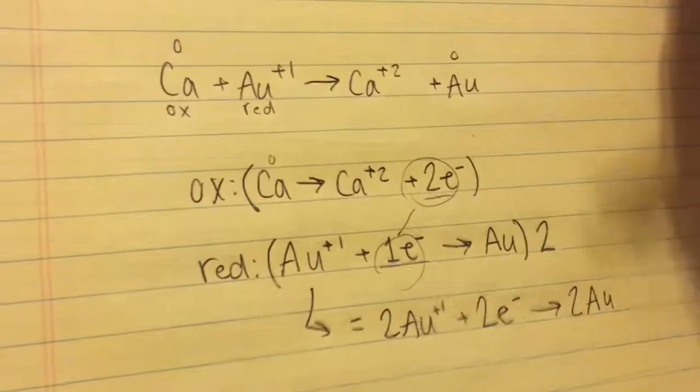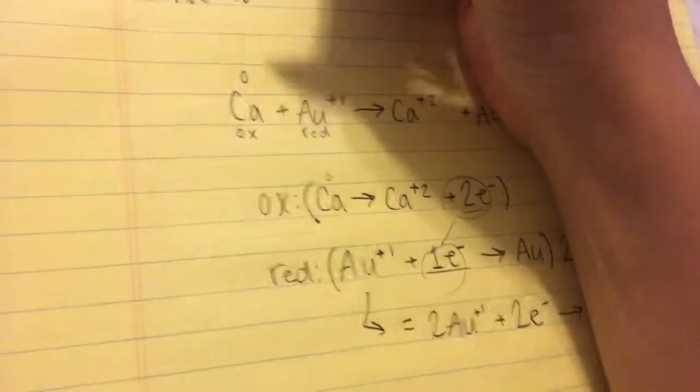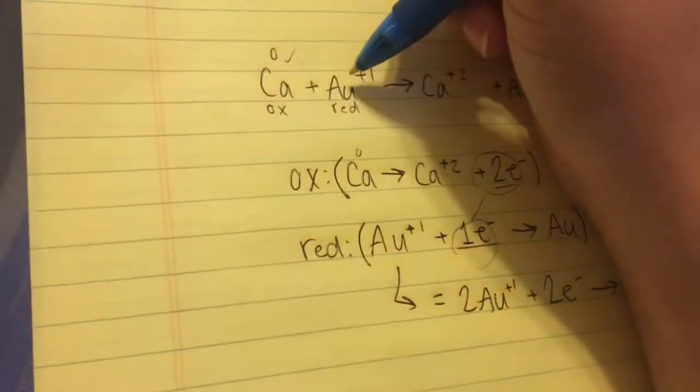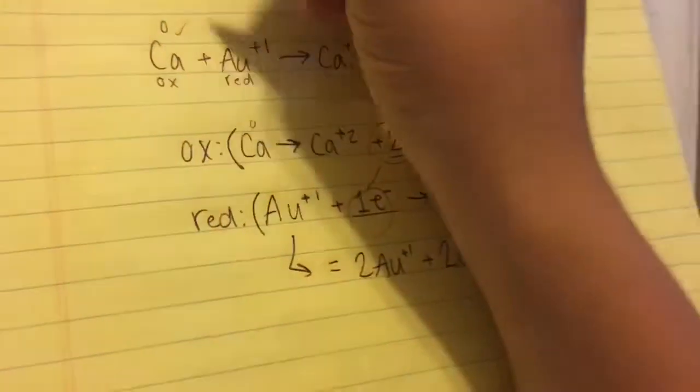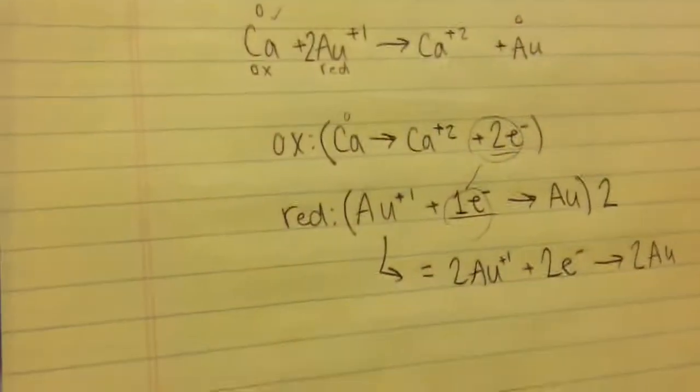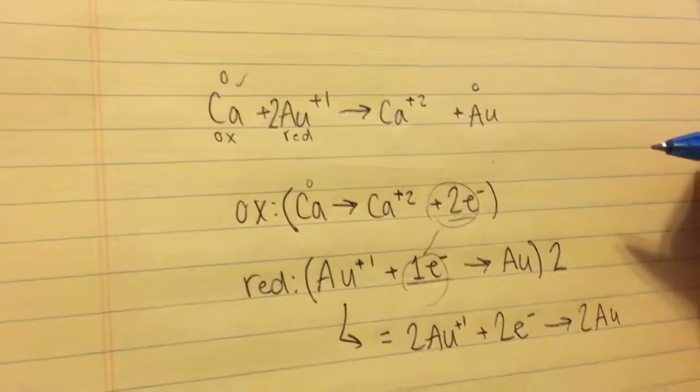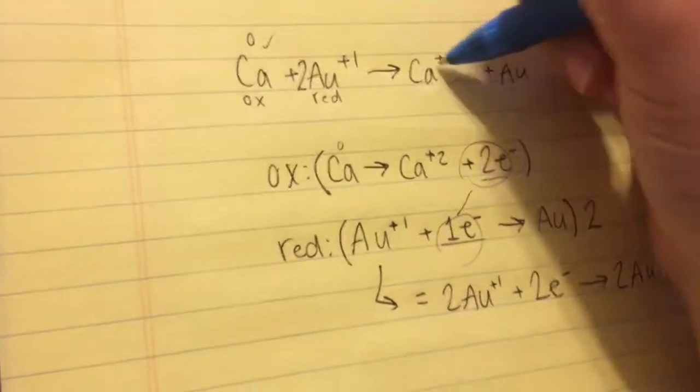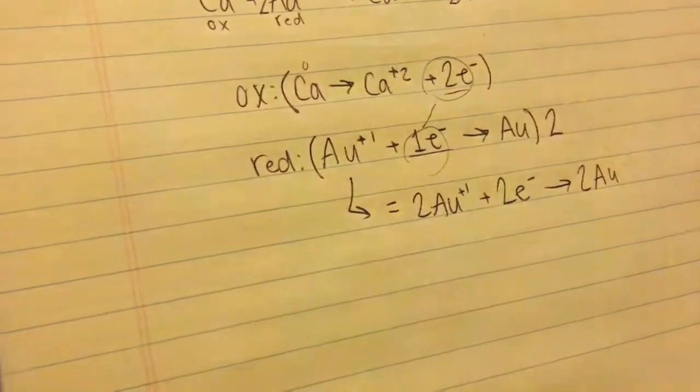And again, now that we have finished the half reactions and multiplying it to balance it out, let us add the numbers to the redox reaction. So we add the 2 next to the Au, and the calcium again doesn't need anything, and then we add another 2 next to the Au, and then done.